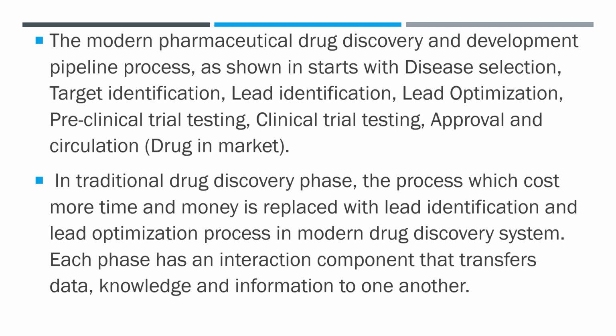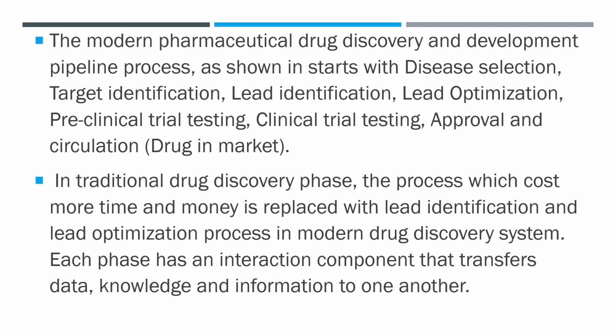So with the advent of computer science and the growing nature of computer technology, the modern pharmaceutical drug development starts with four processes, that is disease selection, target identification, lead identification, and lead optimization. This is followed by preclinical trial testing, clinical testing, approval, and circulation. So for the first four processes, we can effectively employ cheminformatics techniques.